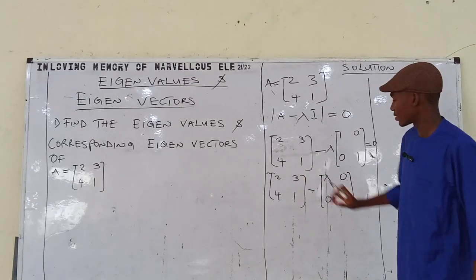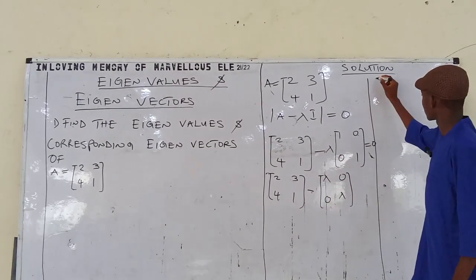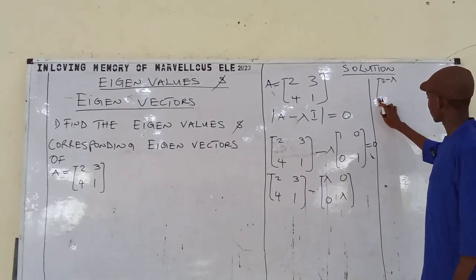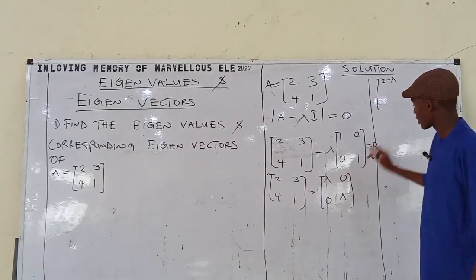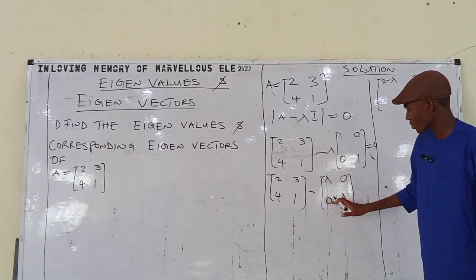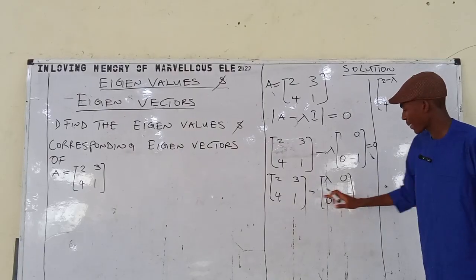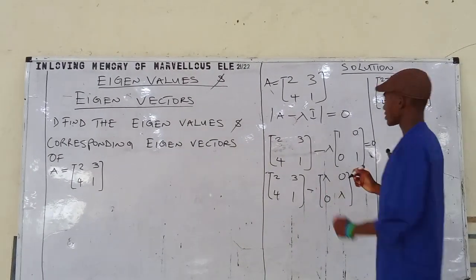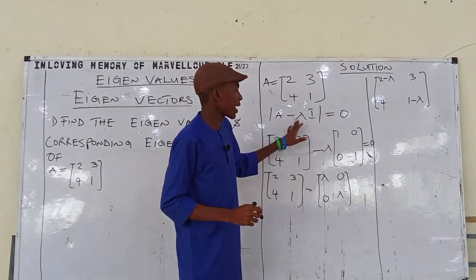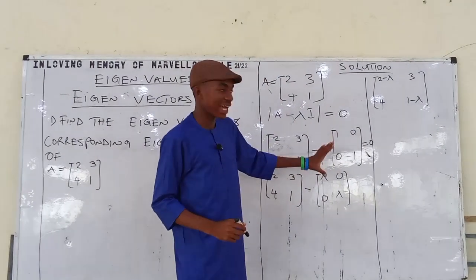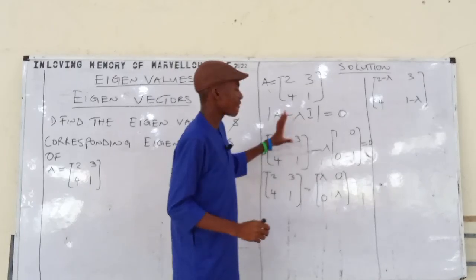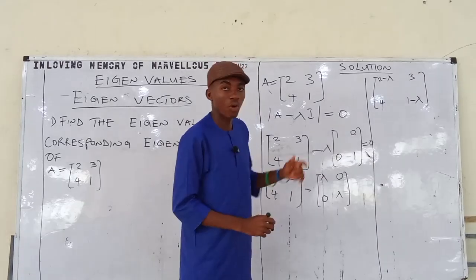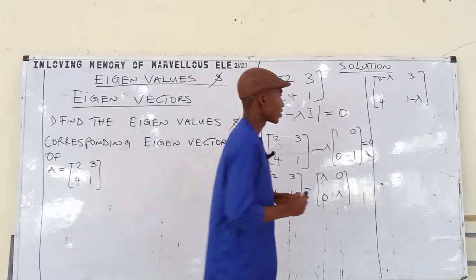Now let's subtract these two together. If we subtract them, we have what? 2 minus lambda, 3 minus 0 is 3, 4 minus 0 is 4, 1 minus lambda. So what did we say? Determinant of A minus lambda I. This is our A, this is our lambda, this is our I. We have found A minus lambda I, and we got this. Now let's find the determinant of this and equate it to 0 to get our eigenvalue.